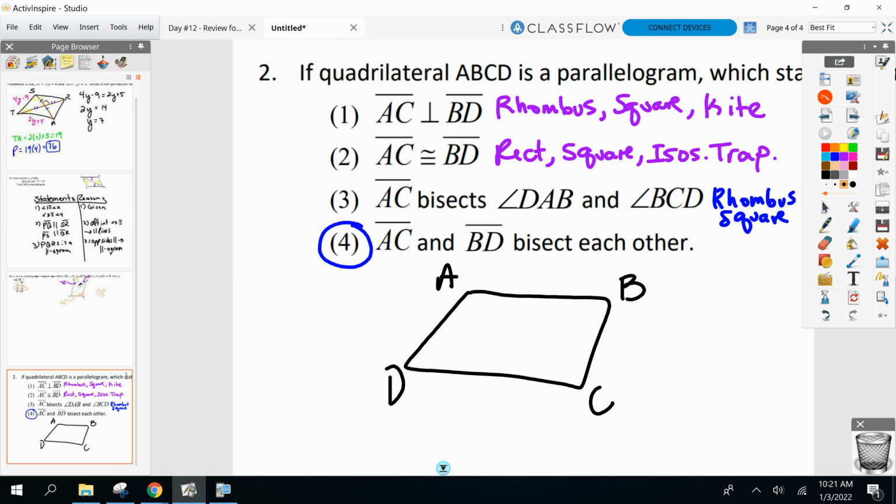Hey, whoa, no, you think I'm done here? Let's go. What else? Where else do they bisect each other? Yep, parallelogram, great. Rhombus, rectangle, square. Do they bisect each other in an isosceles trapezoid? No, they're just congruent. In a kite, they do not bisect each other. The longer bisects the shorter. Remember, in a kite, they do not bisect each other. Longer bisects the shorter.